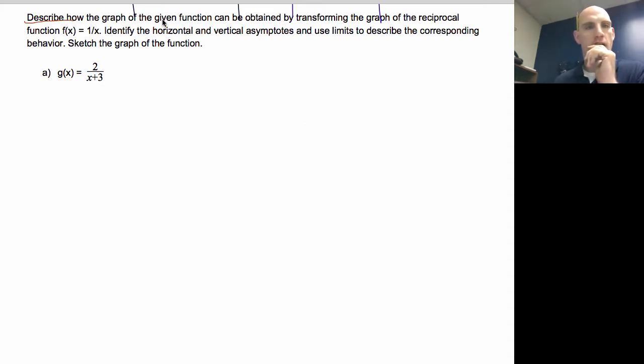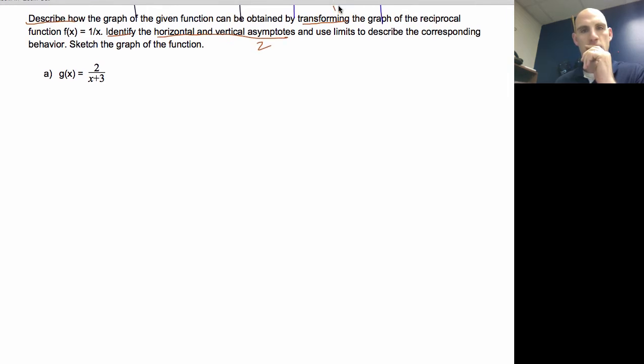We need to describe the transformation. We need to ID horizontal and vertical asymptotes, so that's 2. I'll put this 1, 2, and 3. Use limits to describe behavior. 4. Sketch the graph. Holy cow, we got a lot going on here. Let's start this way. Let's figure out how it compares to the original. All right, so I'm comparing to 1 over x.